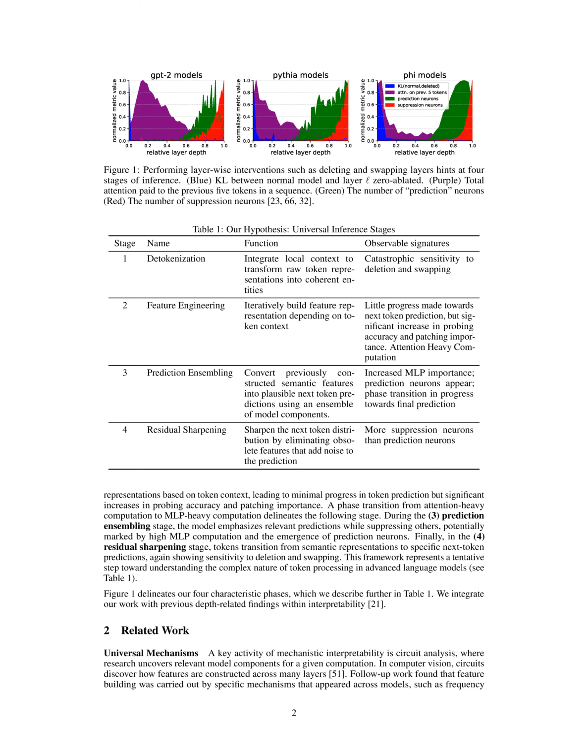This is followed by the feature engineering stage, where the model builds feature representations based on token context, leading to significant increases in probing accuracy. The prediction ensembling stage comes next, where the model emphasizes relevant predictions while suppressing others, potentially marked by high MLP computation and the emergence of prediction neurons. Finally, in the residual sharpening stage, tokens transition from semantic representations to specific next token predictions.